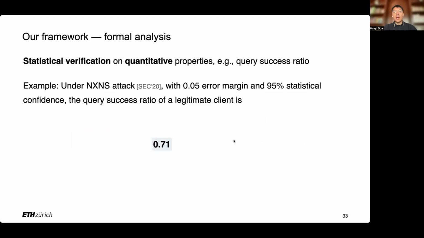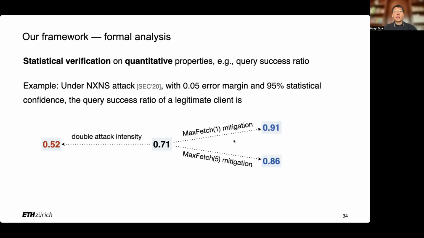Here's an example. We analyze the query success ratio of a legitimate client when DNS servers are under denial of service attacks. With a typical confidence level, the verifier reports that 71% of client requests can still be answered. If we double the attack intensity, the ratio decreases to 52%. And if we switch on a mitigation option in our model, the success ratio increases as expected. So our framework can actually help developers and operators quickly assess the resilience of their DNS systems and make informed decisions.